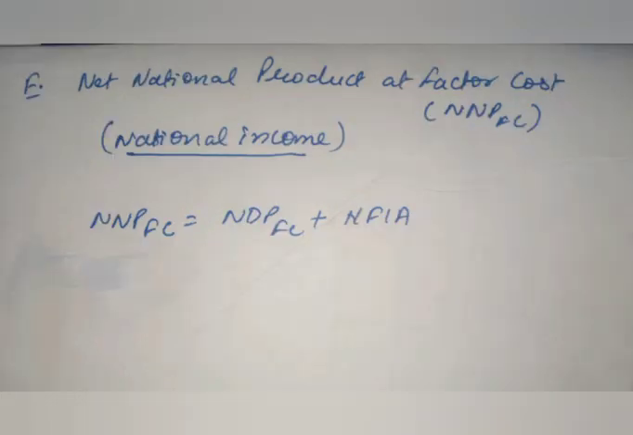One of the most important aggregates is net national product at factor cost, NNP FC. This is also known as national income. It is the net factor income accruing to the residents of a country during a year. It is the sum of net domestic factor income and net factor income from abroad. That is, NNP FC is equal to domestic income plus NFIA.